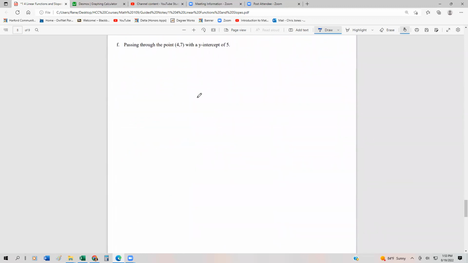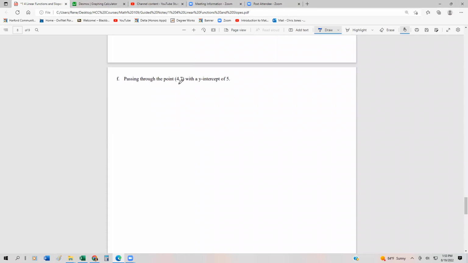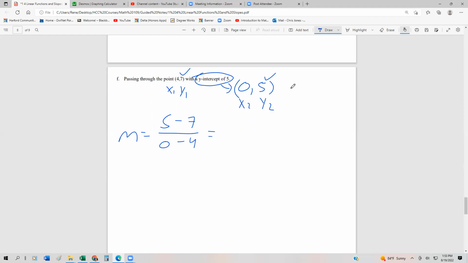One more of these, and then we'll move on. We want to pass through the point 4, comma 7, and we have a y-intercept of 5. Now, y-intercept of 5 means that the point 0, 5 is going to be on the line. And so what we can do now is find the slope by saying this is x1, y1, and then x2, y2. And so the slope m is going to be 5 minus 7, so y2 minus y1, divided by 0 minus 4. And ultimately, that's going to turn into negative 2 over negative 4, or positive 1/2.